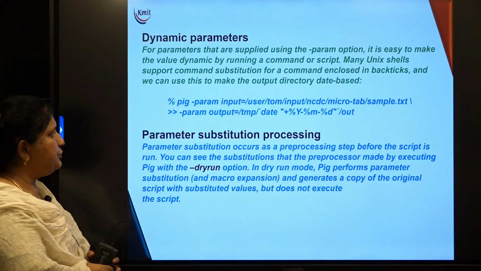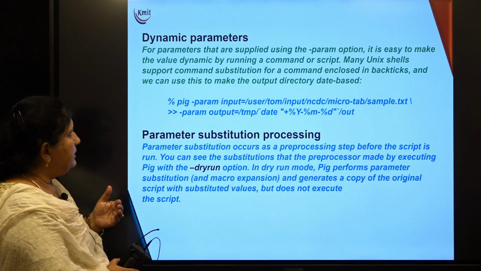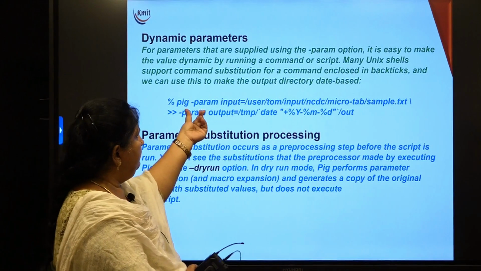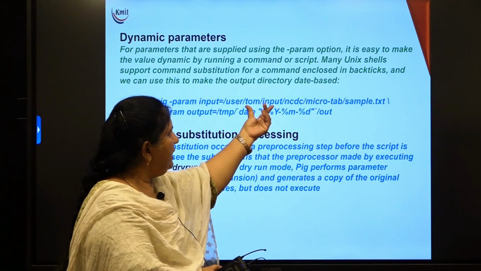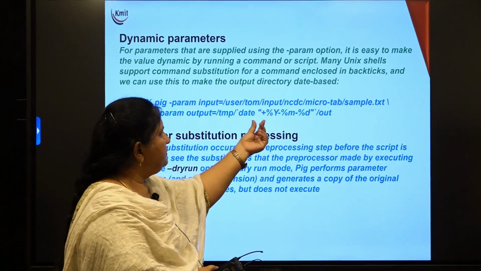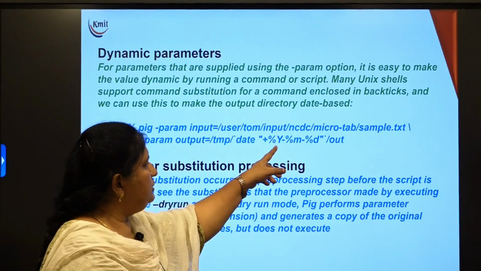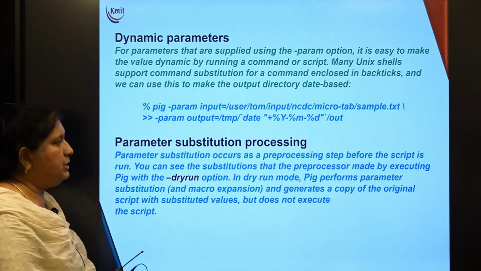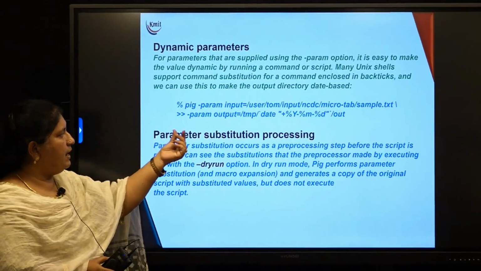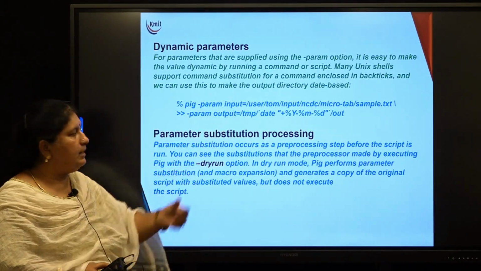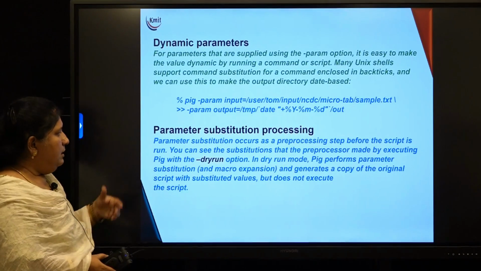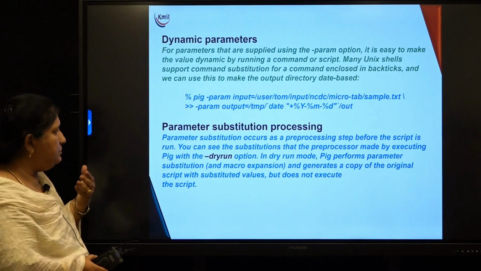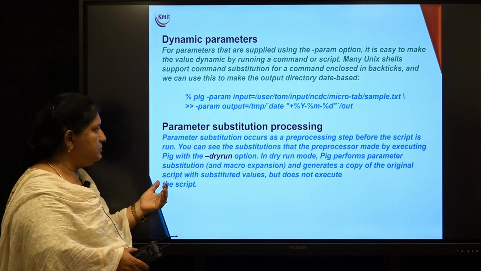Dynamic parameters: suppose you did not set them, dynamic parameters can also be given using this. How do I specify dynamic parameters? If you see, the first one I have fixed the parameter, the second one I did not specify, I just said percentage year, percentage m, percentage d. Later I will specify during the execution what should be substituted in place of y, m and d. Those are the dynamic parameters. Similarly, parameter substitution occurs as a pre-processing step. So we need to sometimes specify these substitutions.